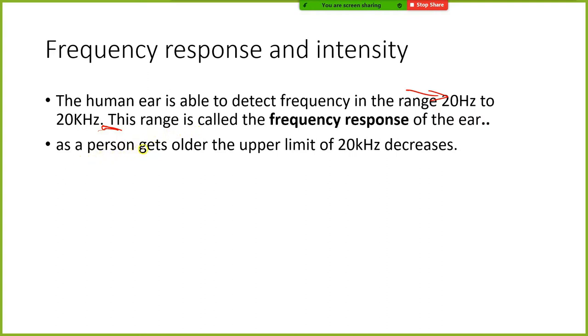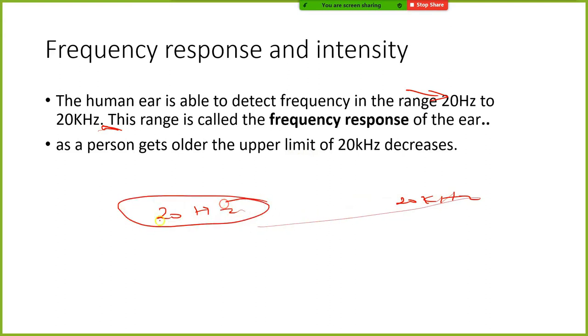Now, as it pertains to our frequency response, as we get older, the upper limit is going to decrease, and also the lower limit is going to increase. So imagine that in your prime age, maybe as a teenager, you can hear perfectly from 20 hertz to 20 kilohertz. But as you get older, you might not be able to hear these frequencies of sound. You might start hearing at probably 50 hertz, and the high frequency sounds, you will no longer hear. You'll probably hear up to maybe 10 kilohertz or thereabout.